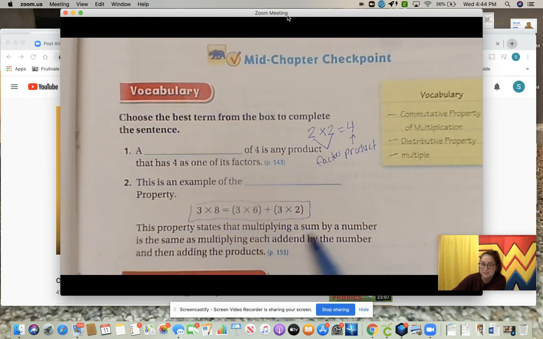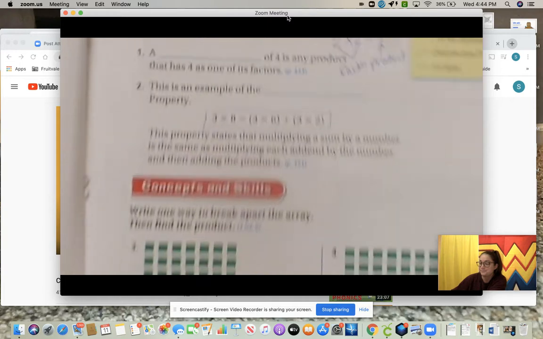So what is this? This seems confusing, but look at this picture. What does this picture look like? Okay, it's one of these. Fill it in.